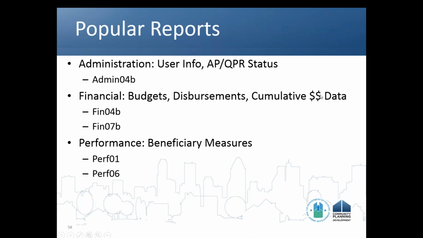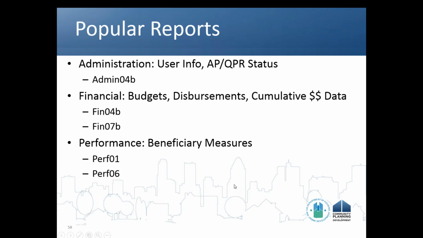And some here are popular reports. There's tons of reports in there. And just for you beginners out there, there are some popular reports. Administrative reports are what's called admin. 04B gives you some user information. Financial reports, or fin reports, 04B and 7B, and I'm going to show you 7B. And then there are also perf, or performance, reports. They show you beneficiary information.